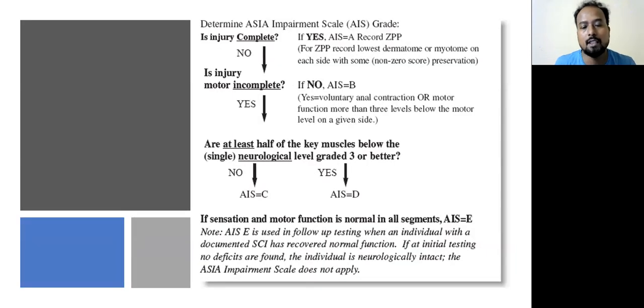So these are all the ASIA scale, you can just Google it. You will have all these PDFs that explain how to do this. And this slide tells about how you can determine whether the spinal cord injury is complete or incomplete. If it is incomplete, whether it is C, D, or E, right? If you want to know more, maybe you can pause the video here and go through what is given up there.